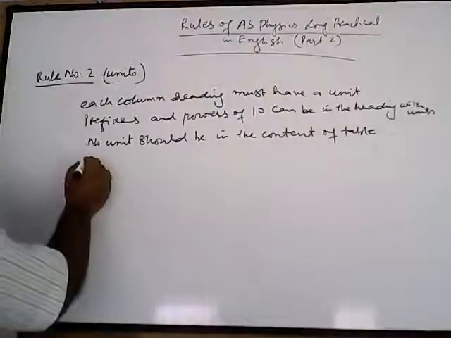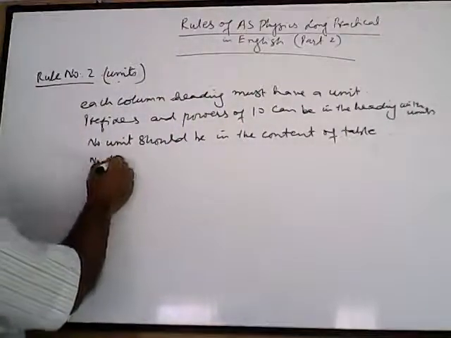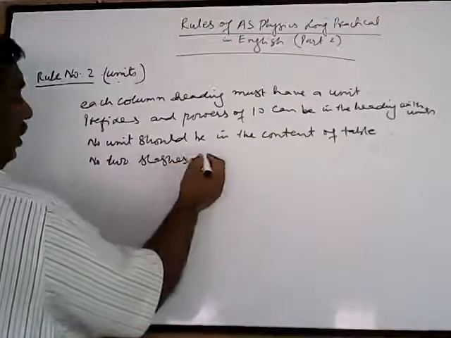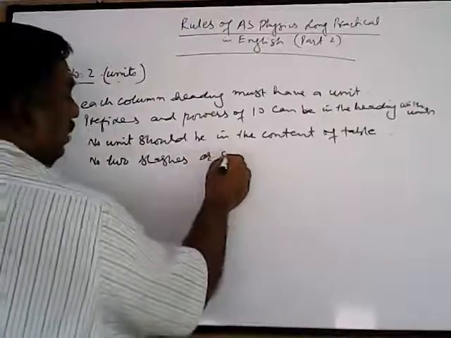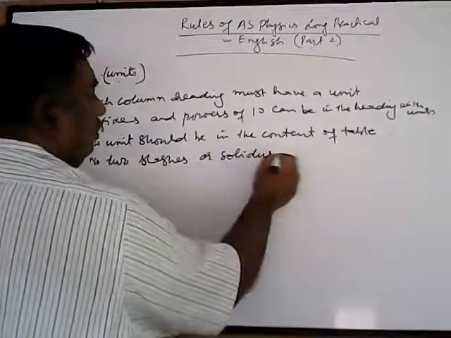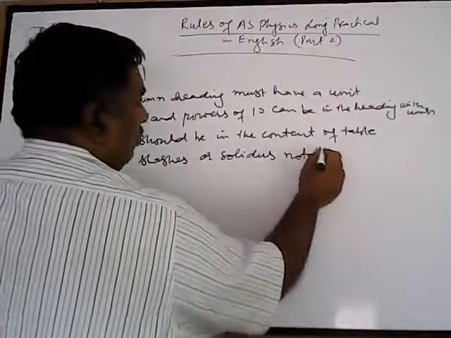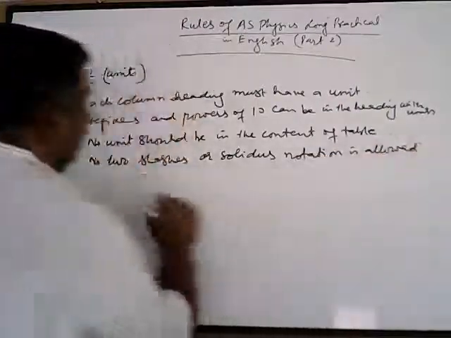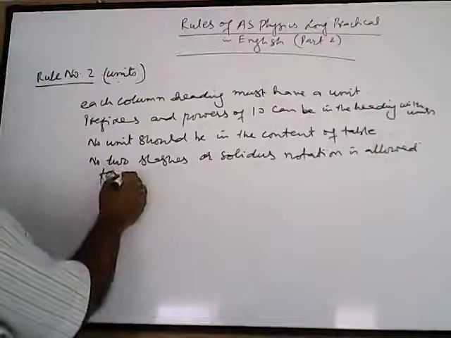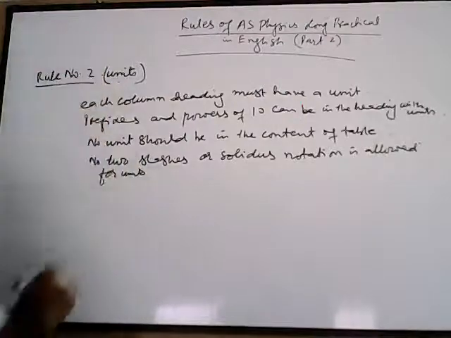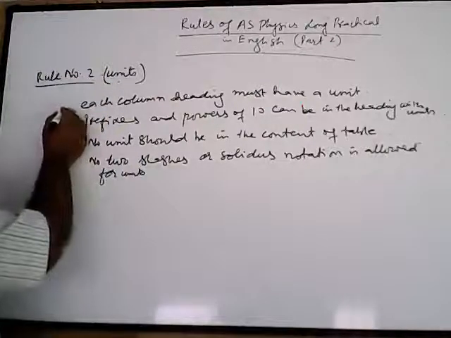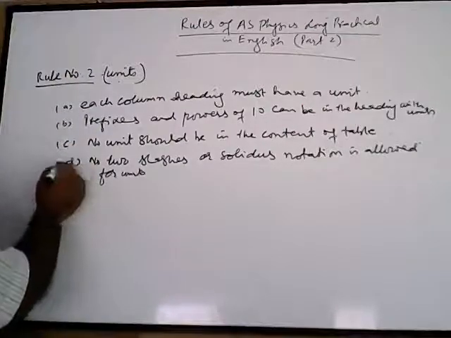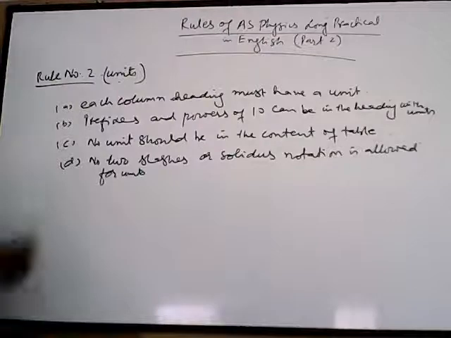And the third thing is, no 2 slashes are allowed. No 2 slashes or solidus notation allowed for units. So for rule number 2 we have to demonstrate the parts A, B, C and D. These are the subparts of this rule.